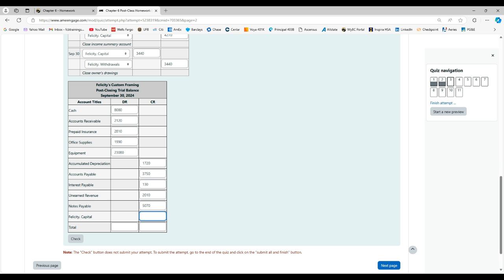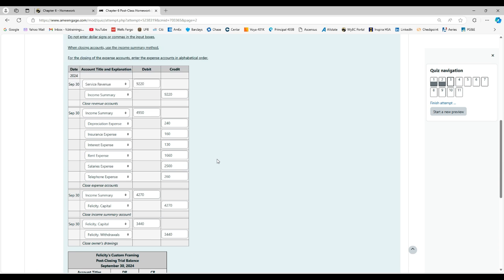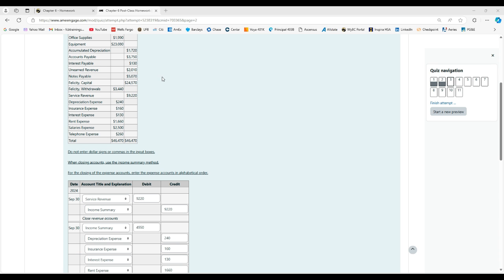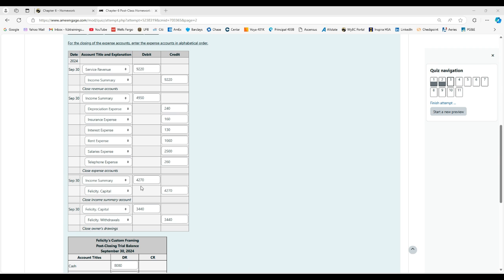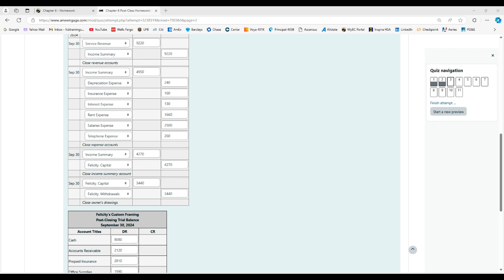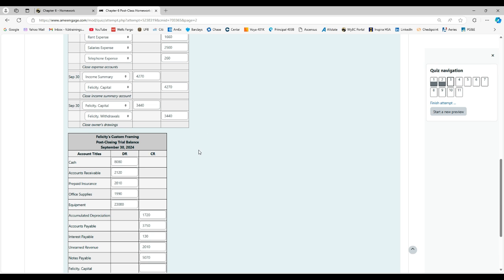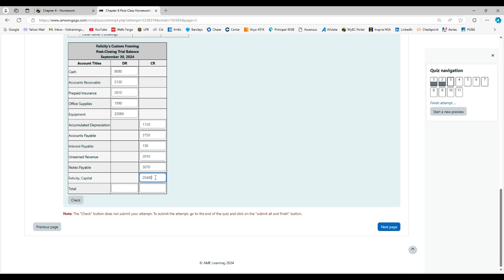Okay, and then we get to the end, and the only thing we do need to adjust or close, all the stuff we're doing here. We got a beginning balance of 24,570 before we close. Then we're gonna add, because we did have net income, revenues exceeded expenses, so we're gonna increase our capital by 42.70. Income summary goes to 0, and then that, like I said, gets dumped into capital, increasing it by 42.70, and then we're going to decrease it by 3,440 for the draws. And we got 25,400.